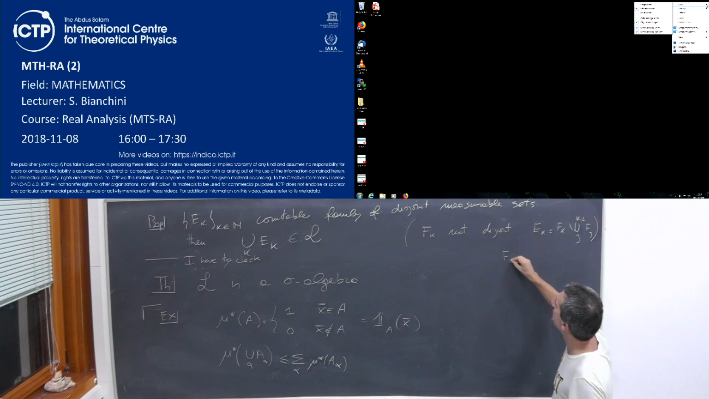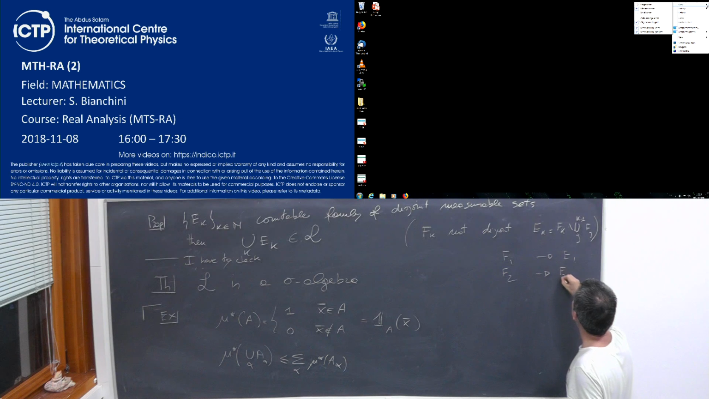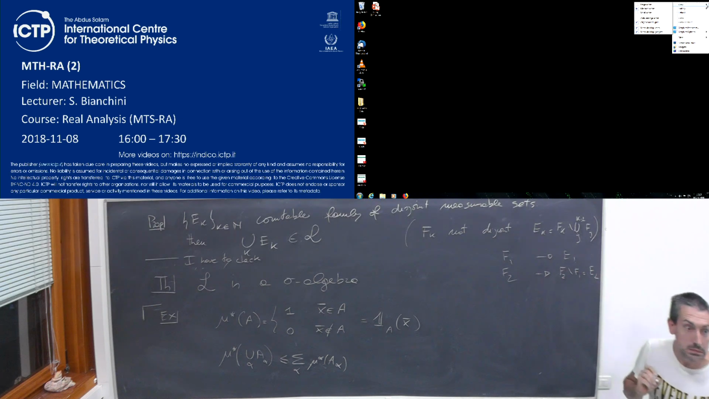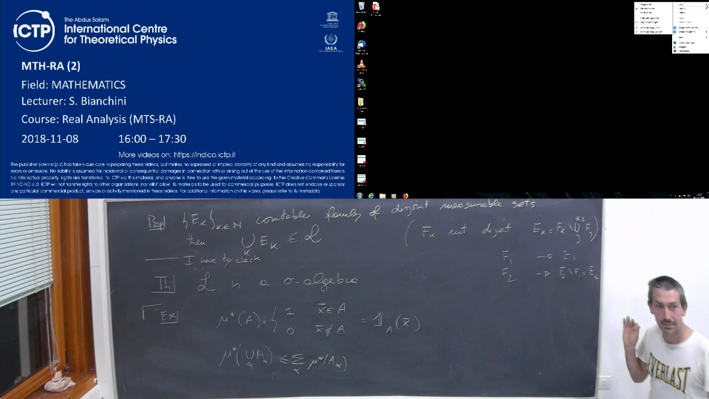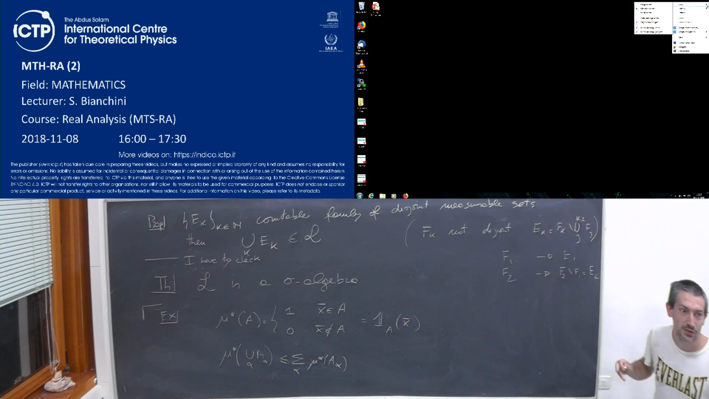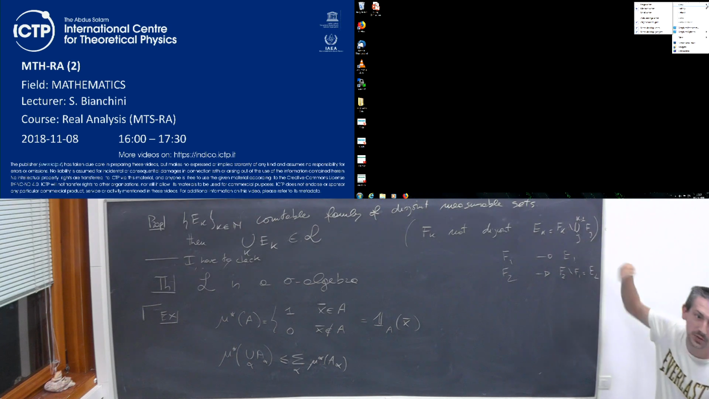So F1 becomes E1. F2 becomes F2 minus F1, equal to E2. And then, okay, this formula is the set minus the union of the previous ones.